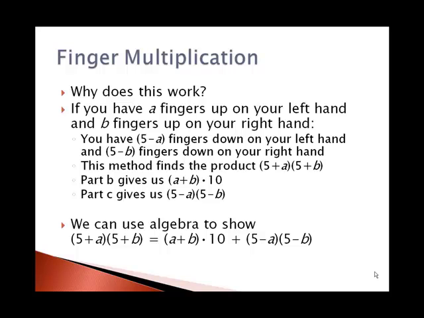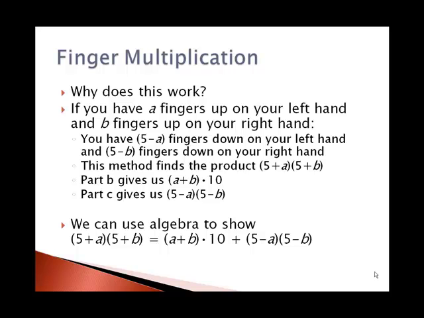The up fingers, in part B of the method described previously, takes the sum A plus B and multiplies it by 10. And the multiplication of the down fingers is 5 minus A times 5 minus B. And we can use some algebra to show that 5 plus A times 5 plus B equals the sum of A plus B times 10 plus the product of the quantities 5 minus A and 5 minus B.